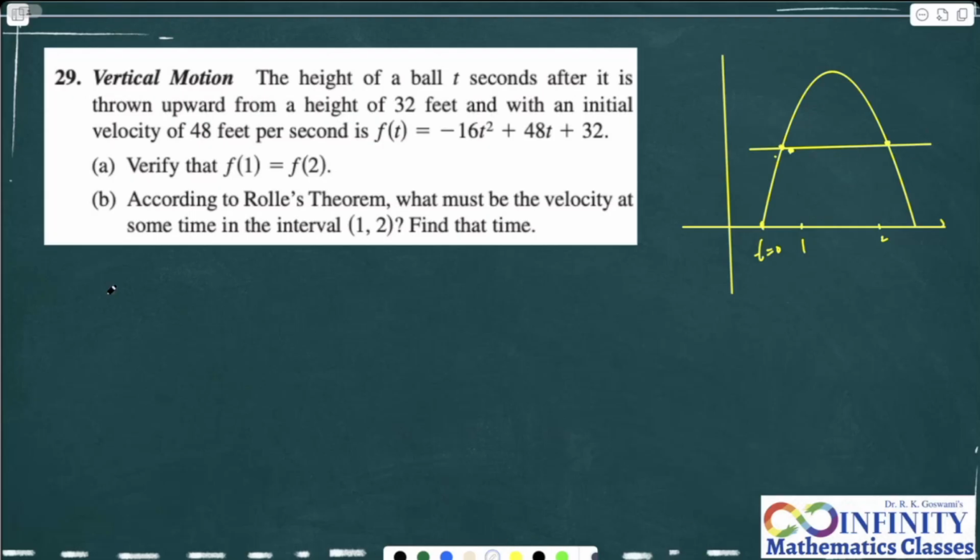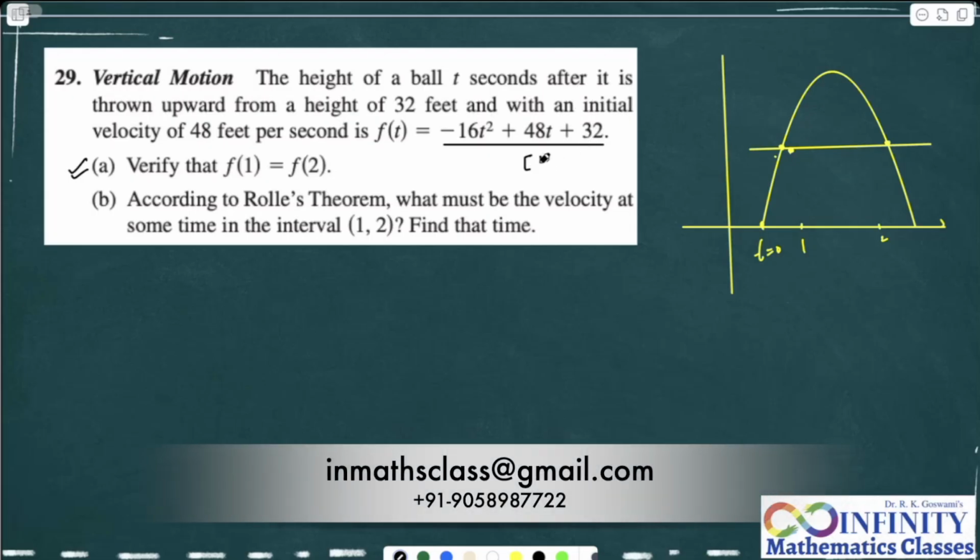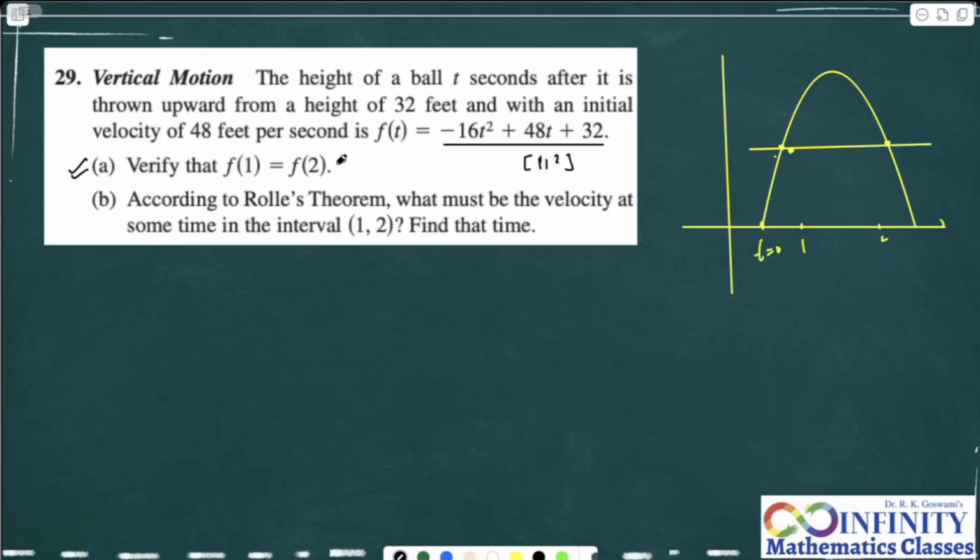So you need to verify the first term. And additionally, you can help me in finding. The right hand side is a polynomial, and a polynomial is continuous and differentiable everywhere. Am I right? In particular, on the closed interval 1 to 2 also. And on 1 to 2, f(1) is f(2). So all the conditions of Rolle's theorem are satisfied. Am I right? So that means there must be a point where the derivative is 0.